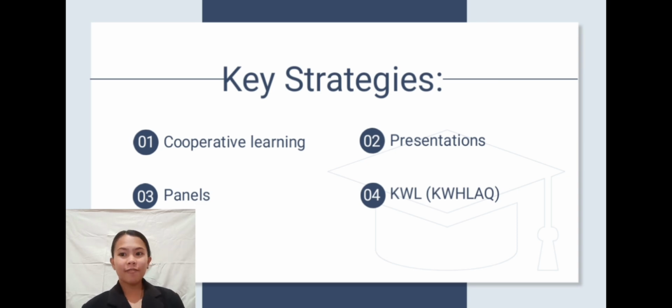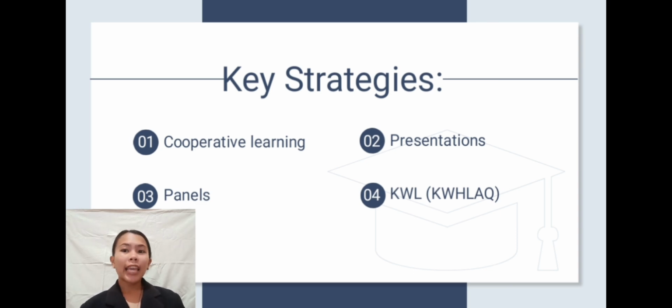Second is presentations. Students present information, enhancing their understanding and public speaking skills. So this allows for deeper engagement with the material. Third is panels. Students participate in a structured discussion, acting as panelists and audience members. So this fosters critical thinking and communication.